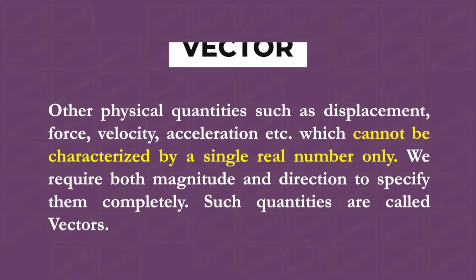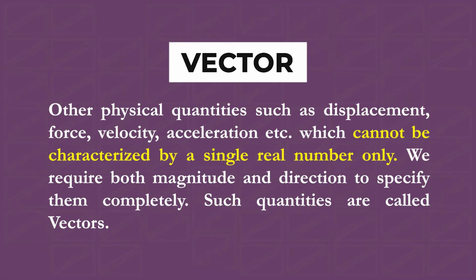Whereas there are quantities like displacement, velocity, acceleration, which are characterized by both magnitude and direction. So they are not represented by only a single real number; they require both magnitude and direction. What do we mean by magnitude and direction? We will be discussing when we begin the unit on vectors. And such quantities are known as vector quantities.